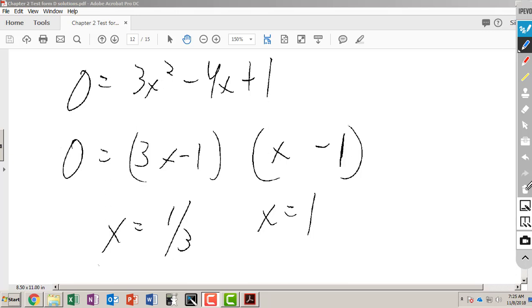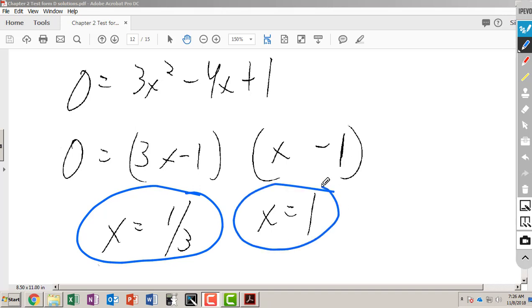Now that I've factored my problem, 0 equals 3x minus 1 times x minus 1, I just have to solve each one of these individually. And I get x equals 1/3 and x equals 1. And that would be your answers to number 12.